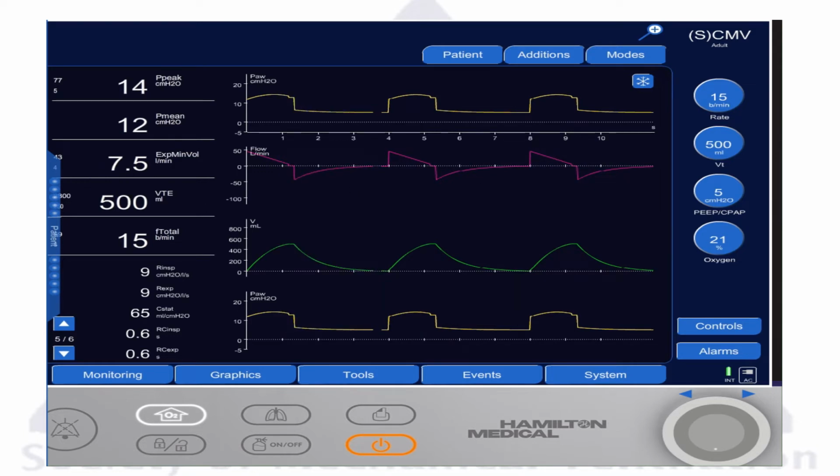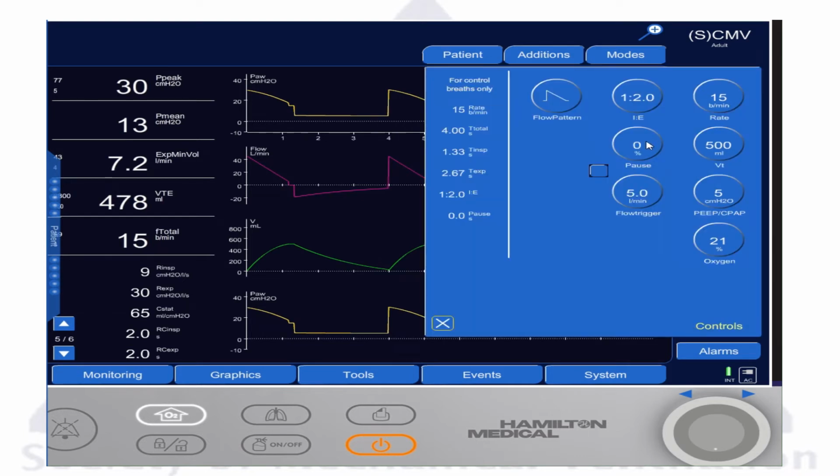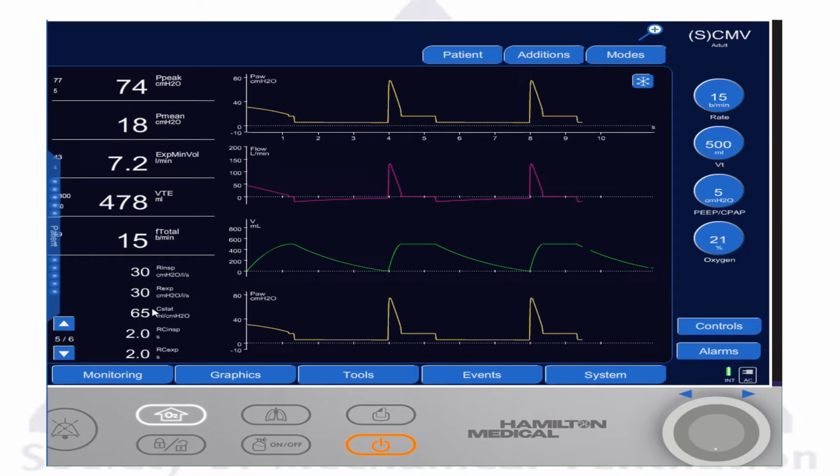Now let's increase the resistance again. I'm gonna make it very high resistance, and of course the peak inspiratory flow will increase, not as much as on the constant or the square flow waveform. And let's put the pause again to see the difference. Again, you can see the peak is very high, the plateau is low, and you can calculate the expiratory resistance like we talked about in previous videos.